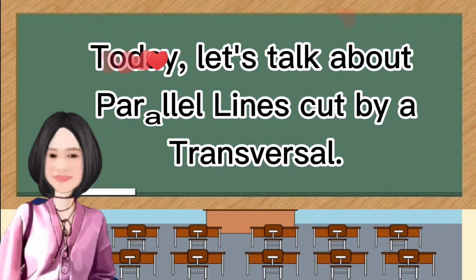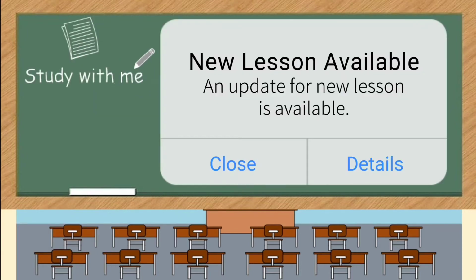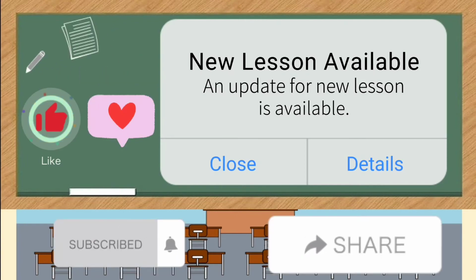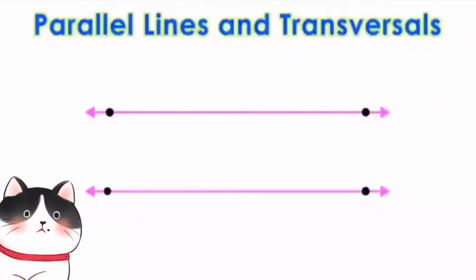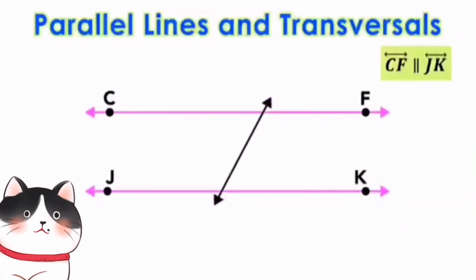Today, let's talk about parallel lines cut by a transversal. Two parallel lines, and we'll say that CF is parallel to JK, and these parallel lines are cut by a transversal. Now just note that transversals can look a number of different ways. They can even be perpendicular. The point is that the angle relationships will always be the same, no matter how the transversal looks. But for this example, we will look at a transversal that is not perpendicular to the parallel lines.